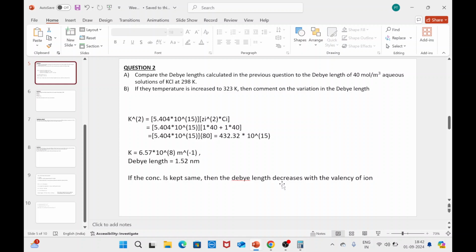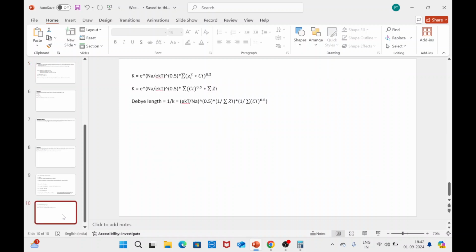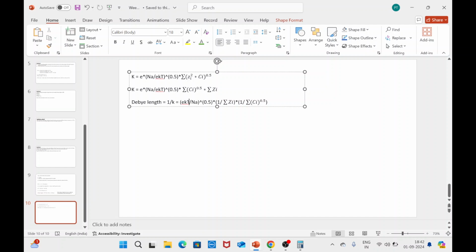Now we have another part where we need to see how temperature has an effect on the Debye length. Let's just use this expression first to understand how the variation will be before we solve. We have seen that Debye length is directly proportional to temperature. So as temperature increases, the Debye length will increase.